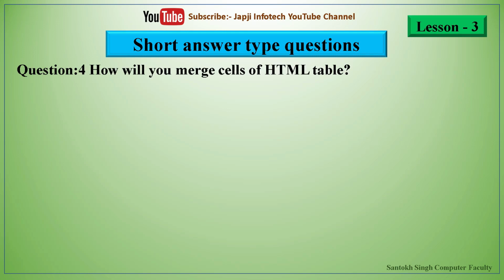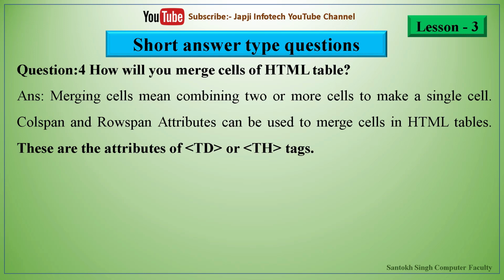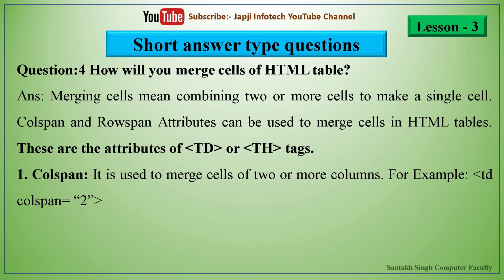And the fourth question is, how will you merge cells of an HTML table? So merging cells means combining two or more cells to make a single cell. Colspan and rowspan attributes can be used to merge cells in an HTML table. So these are the attributes of the td or th tag. The first one is colspan. It is used to merge cells of two or more columns. For example, left angle bracket td space colspan equal to, in double quotes, write its size, which is 2, then close the right angle bracket.